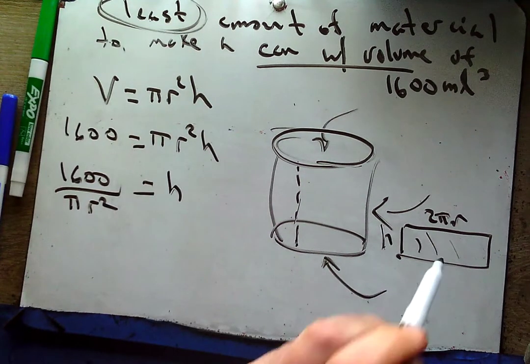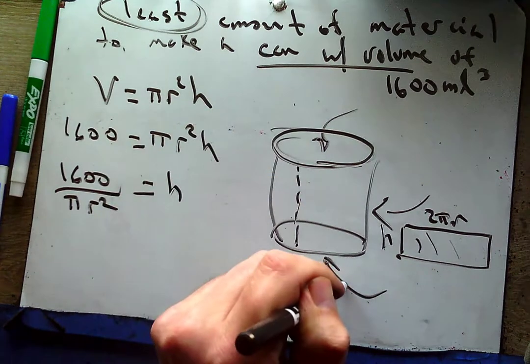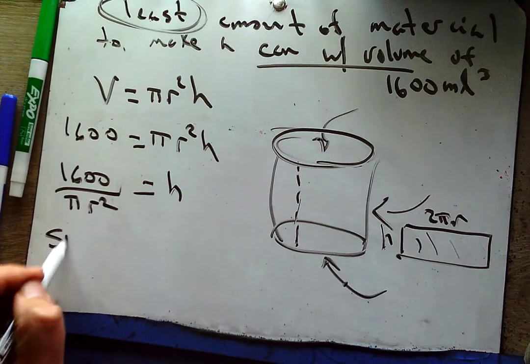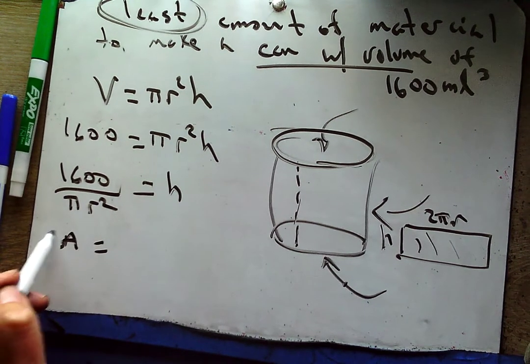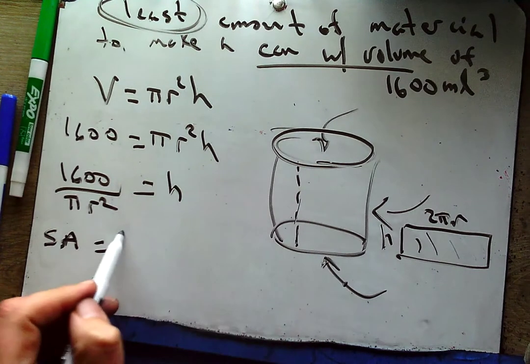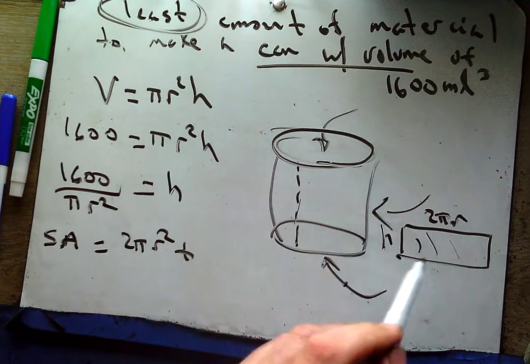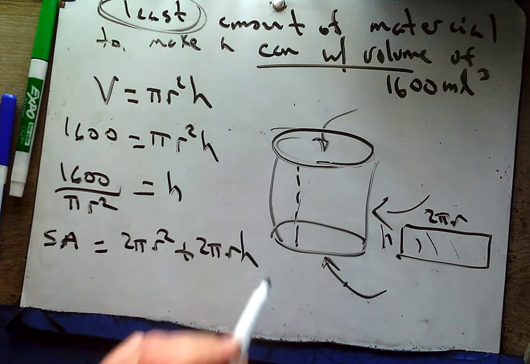I want the least amount of, not just this, but this circle and this circle. So we call that surface area, SA. Many people just like to put this. So surface area is going to be the two circles, 2 pi r squared, plus this lateral area here, the area of this rectangle, which is 2 pi r h.